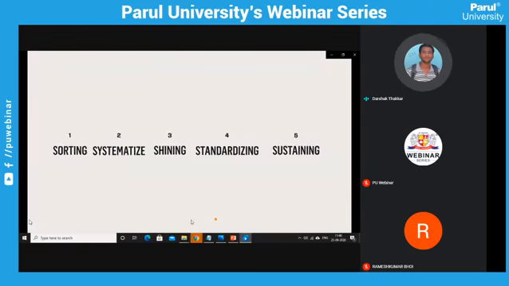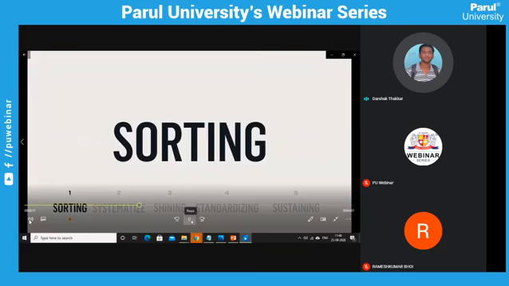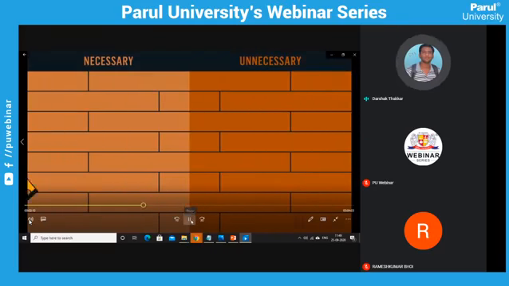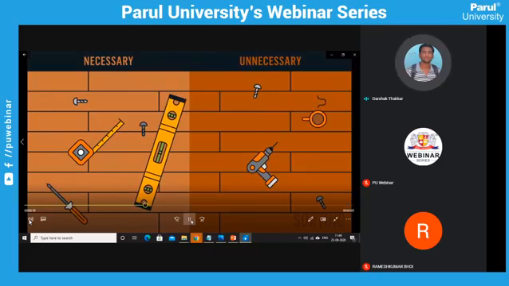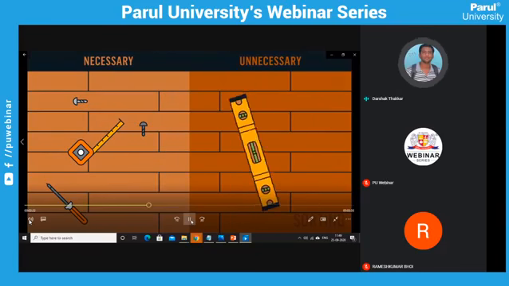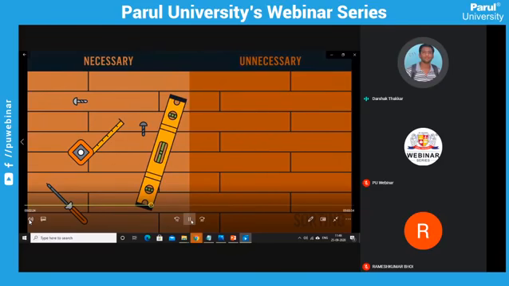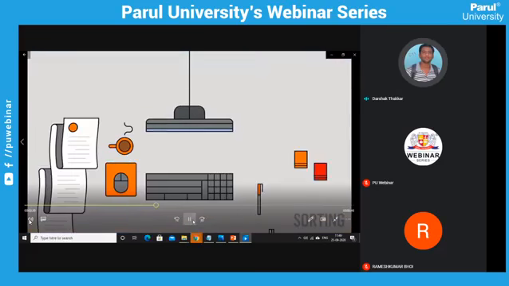Begin by implementing the sorting stage. This is the act of categorizing items into those necessary and unnecessary, and then eliminating unnecessary items. Sorting challenges you to think carefully about what we no longer need in order to eliminate waste. If you don't need it, get rid of it. Even in the office setting, this can mean eliminating old files.